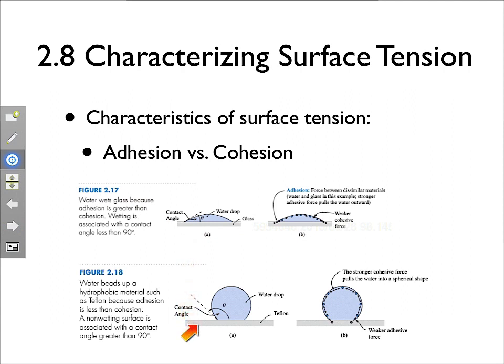And in this case, where we have water beading up on what's called a hydrophobic material, such as Teflon, so now this is a Teflon surface rather than a glass surface, we see that the water droplet is maintaining its spherical shape. It's just sitting on top of the Teflon almost.